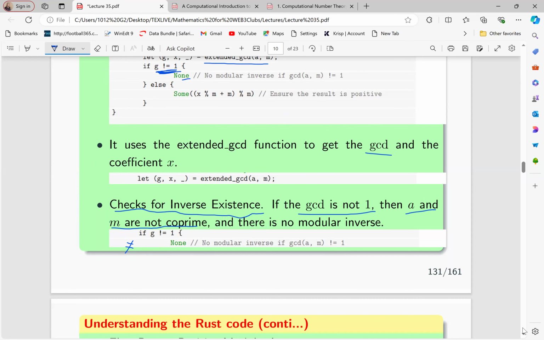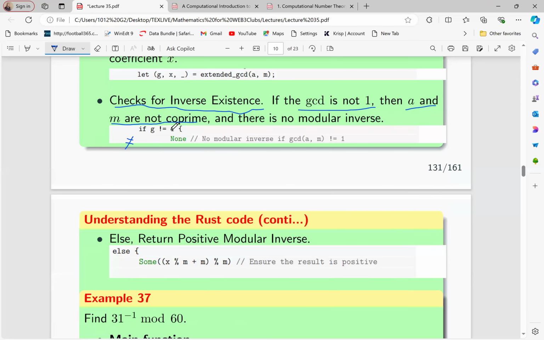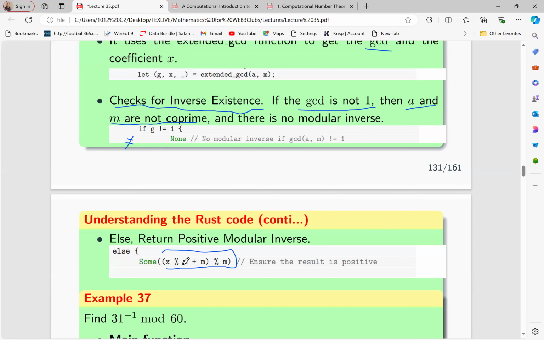Now, but if G is 1, then it will now give you the inverse. And I said the reason for dividing by M here, and the reason for adding M, is just to ensure that the results are positive, so that we don't have negative results.